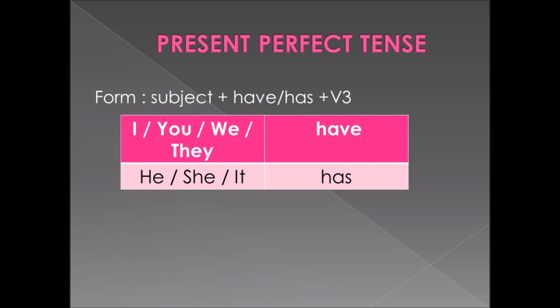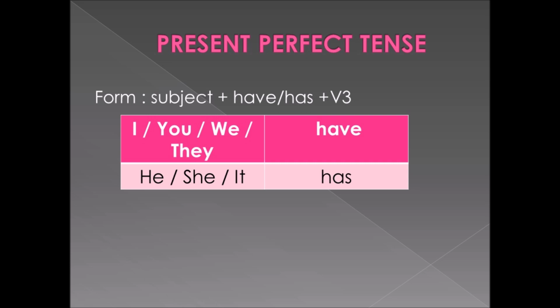Let us take an example verb called eat. E-A-T, eat. So eat is the V1 form of the verb. What is the V2 form of eat? Ate. What is the V3 form of eat? Eaten. So eat, ate, eaten. Likewise, let us take the verb see. S-E-E, see. What is the past form of see? S-A-W, saw. What is the past participle form of see? S-E-E-N, seen. See, saw, seen, eat, ate, eaten.